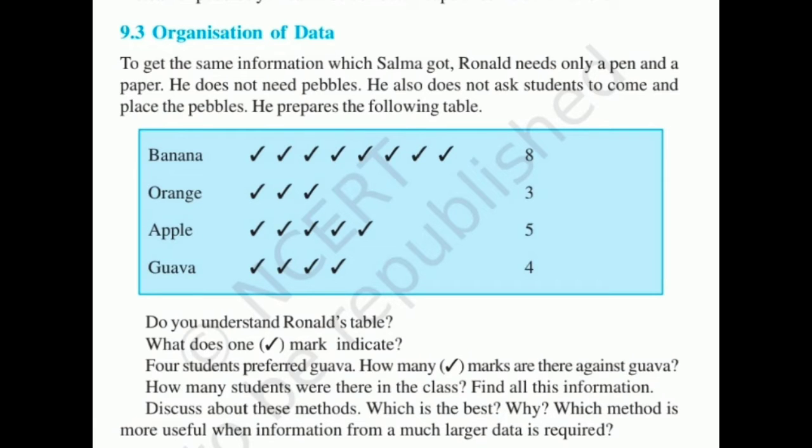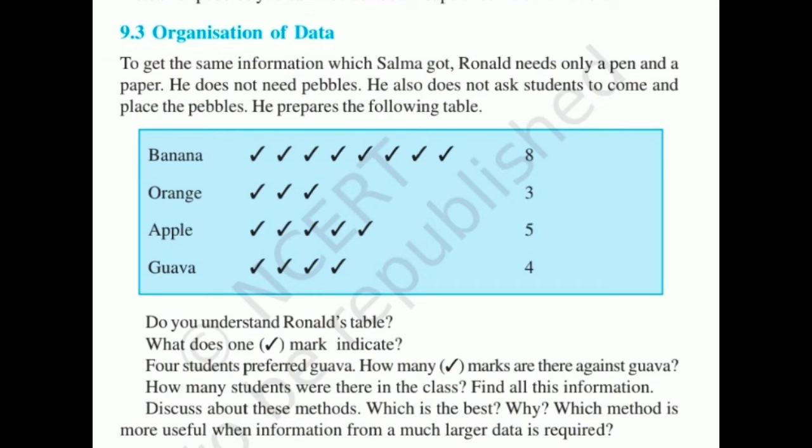Organization of data. To get the same information which Salma got, Ronald needs only a pen and a paper. He does not need pebbles. He also does not ask students to come and place the pebbles. He prepared the following table. Bananas, there are 8 tick marks, then orange 3 tick marks, then apple 5 tick marks and guava 4. Do you understand Ronald's table?